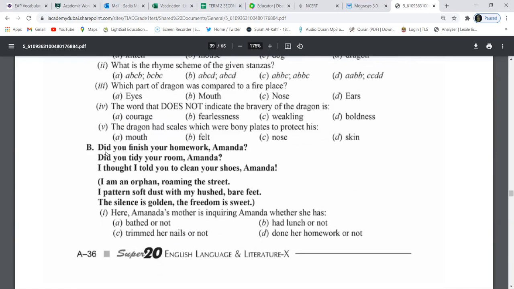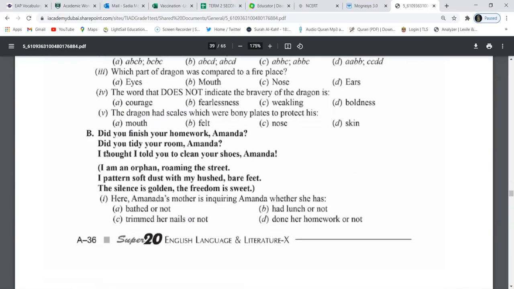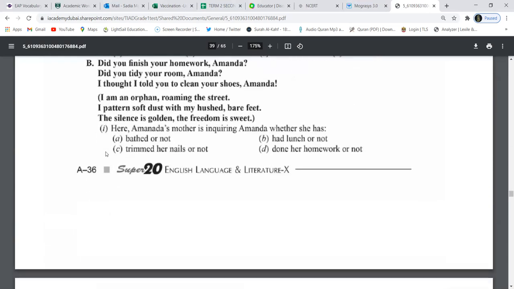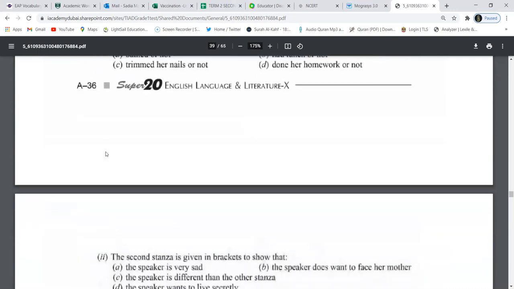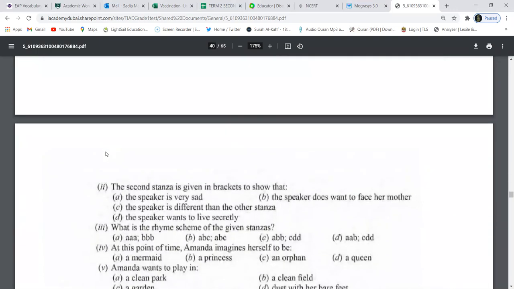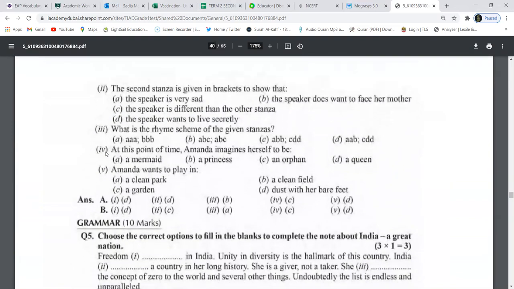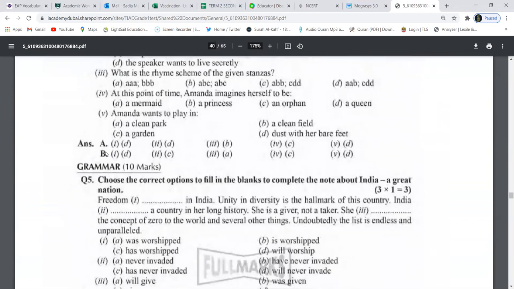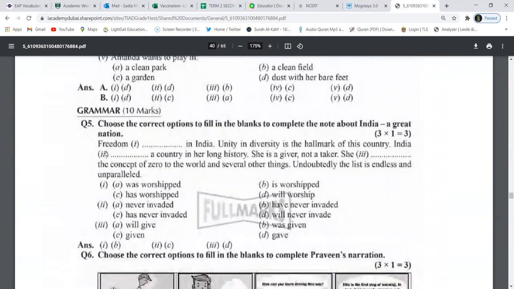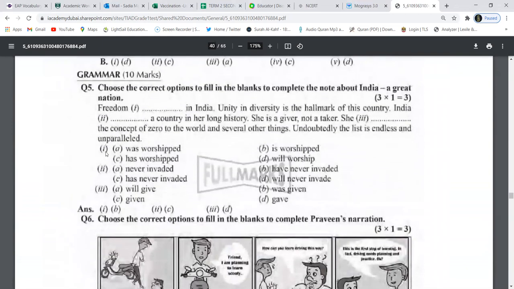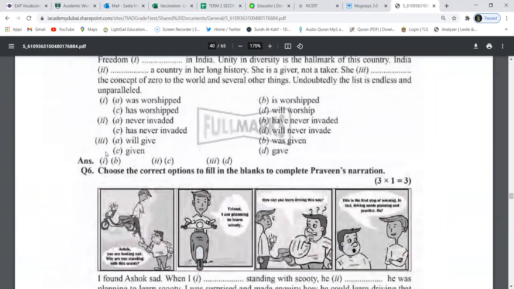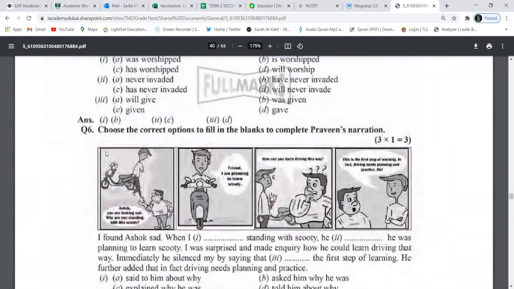Get the literature text, read the text, read the question, and then respond to the answer. Try viewing it widescreen. Check your answer. Grammar, read it carefully. Check your answers.